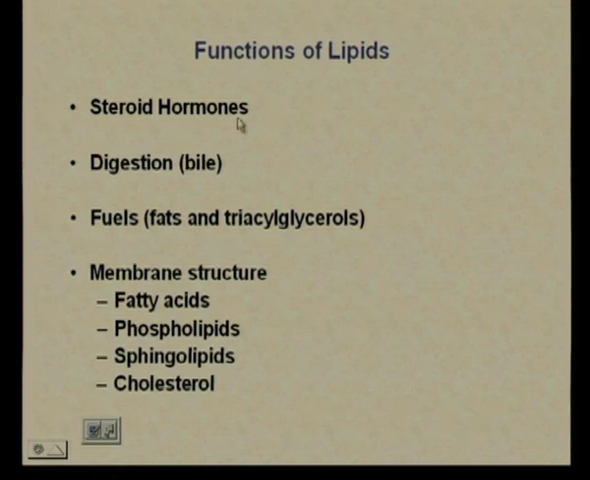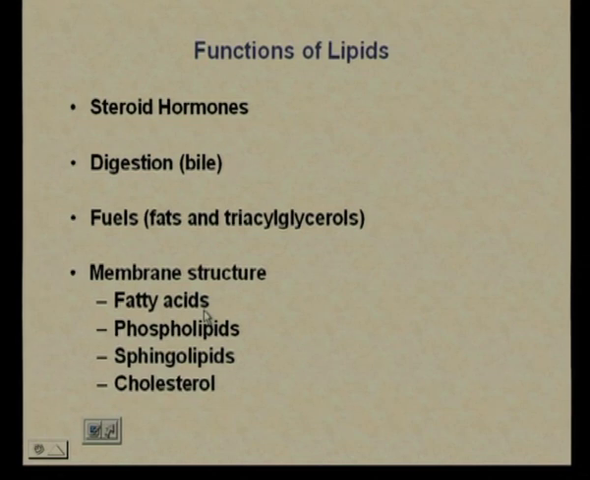The fats and triacylglycerols are lipids, and in membrane structures, which is what we'll be doing today, we have fatty acids, phospholipids, sphingolipids and cholesterol. Now, initially, we are going to study the different nomenclature and the different types of fatty acids.